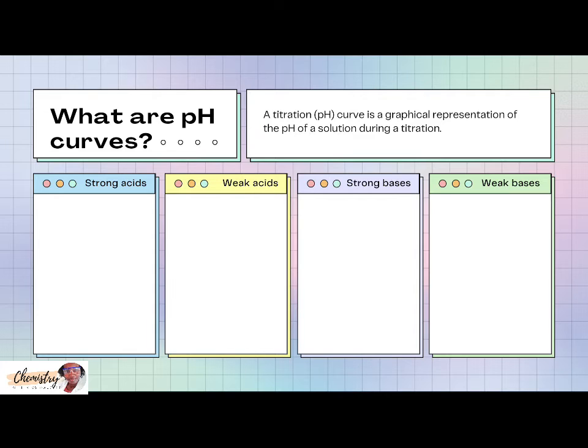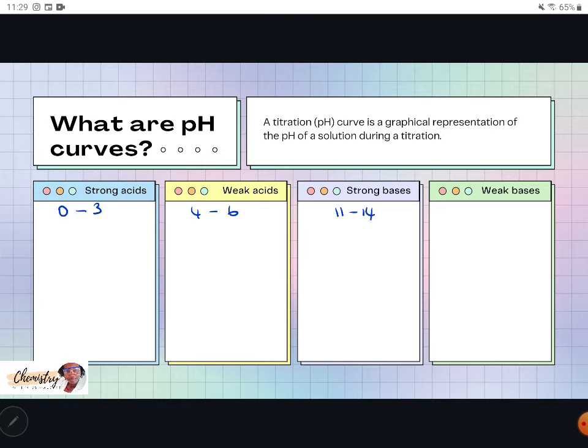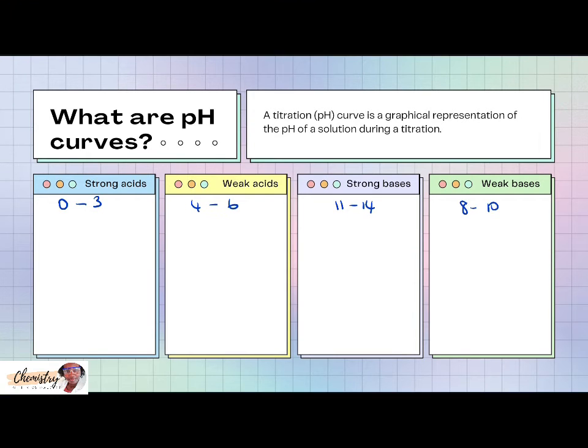Before we actually look at the graphs, there are 4 graphs that we're going to talk about. I want to give you some examples of strong acids, weak acids, strong bases, weak bases. Strong acids tend to have a pH of anywhere between 0 and 3. Weak acids anywhere from 4 to right below 7. Strong bases tend to have a pH from 11 to 14. Weak bases tend to have a pH from right above 7 to roughly 10.